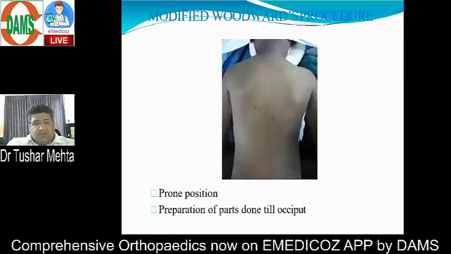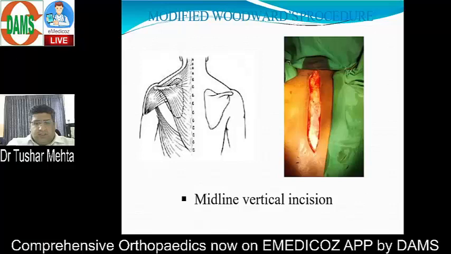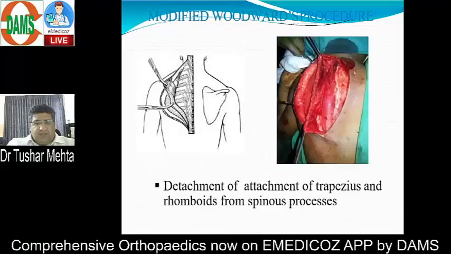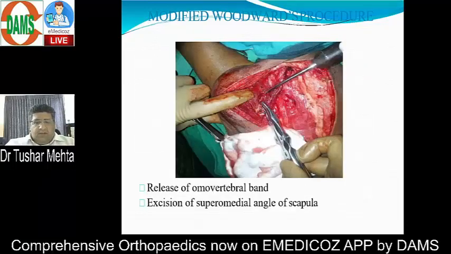So: prone position, preparation of the part done up to the occiput, then a midline vertical incision, then detachment of the attachment of trapezius and rhomboideus from the spinous process. So from the spinous process, you detach the attachment of rhomboideus and trapezius. Then you have to release the omovertebral bar, the omovertebral band, then you have to excise the supromedial angle of the scapula.